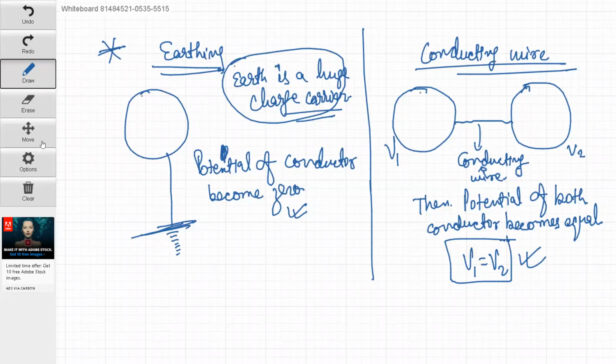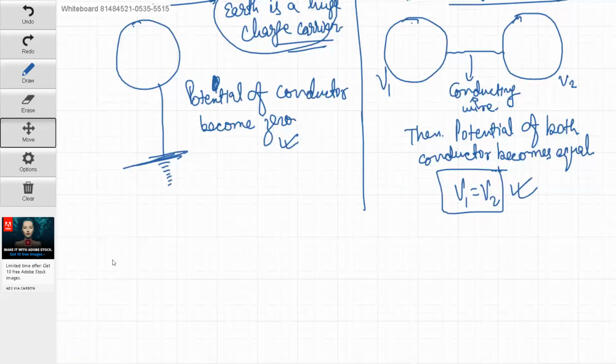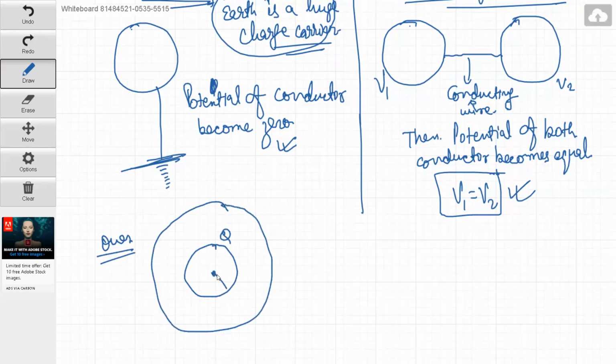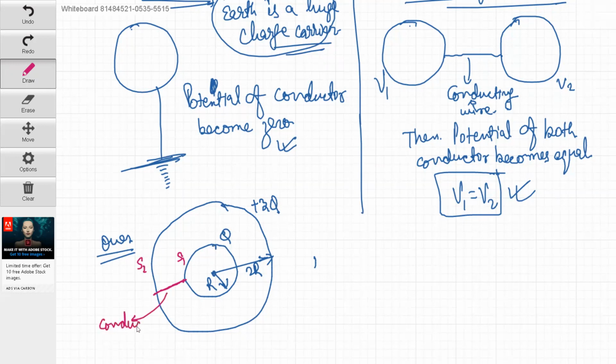Okay. So now you have to use this thing in the question. How will you use it? So first try a very, very easy question. Suppose there are two concentric spheres of radius R and 2R respectively. And suppose the charge on the inner sphere is Q, charge on the outer sphere is plus 3Q. Is this all right? If they are now connected with a conducting wire, these spheres S1 and S2 are connected with a conducting wire. Is this all right?